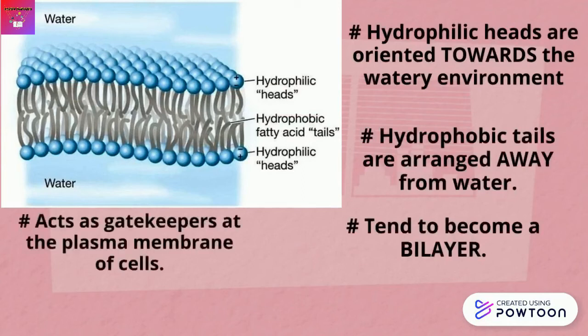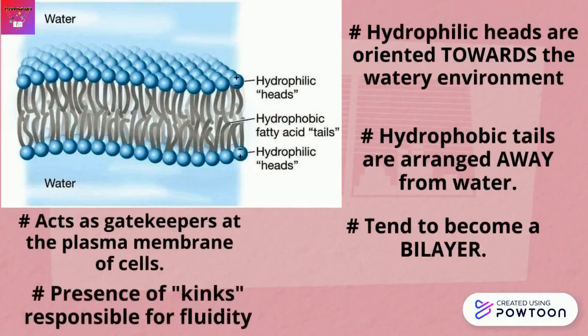These phospholipids act as gatekeepers at the plasma membrane of cells by making the plasma membrane partially permeable to organic substances. Lastly, the presence of kinks or bends in the fatty acid of these phospholipid molecules are responsible for the fluidity of plasma membrane.